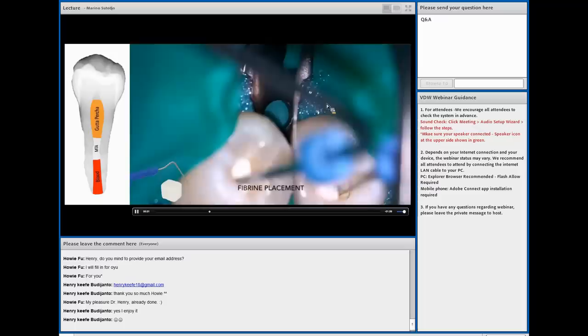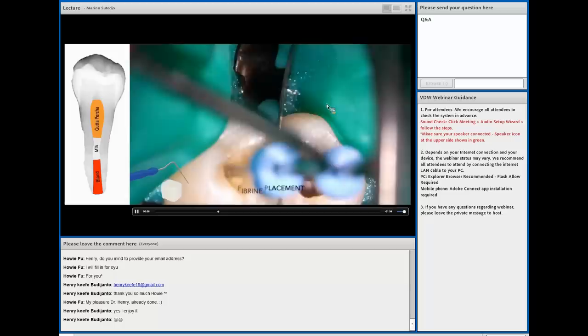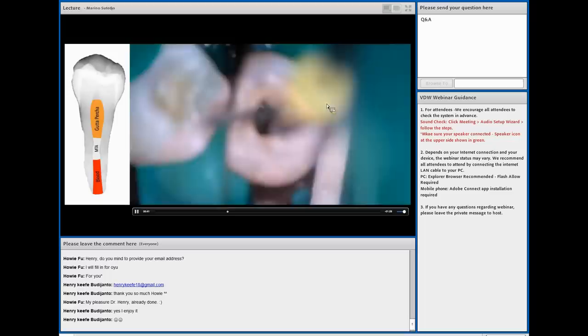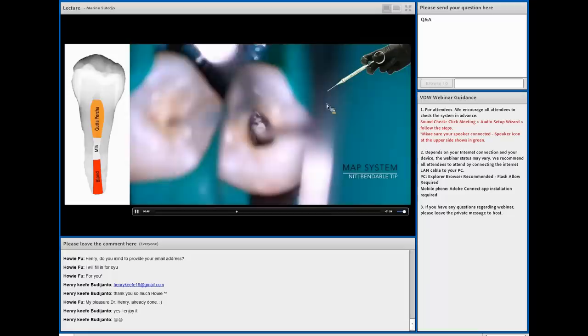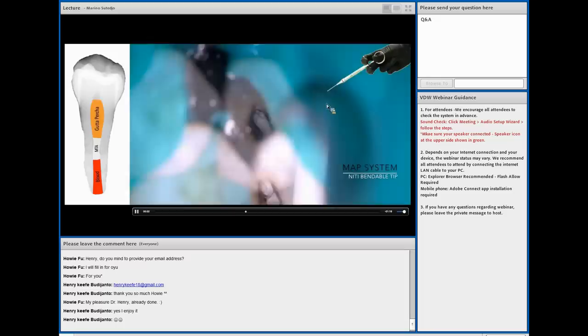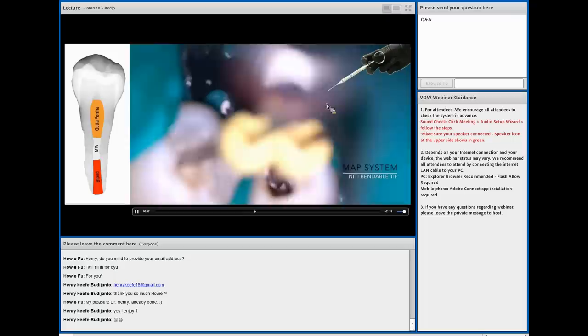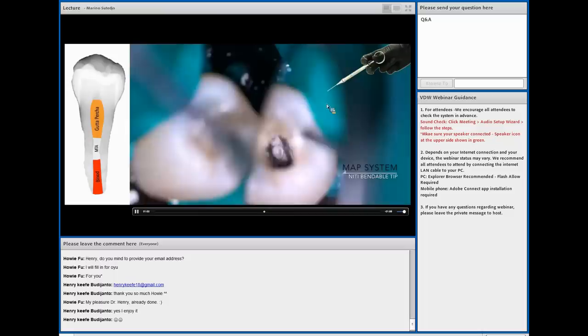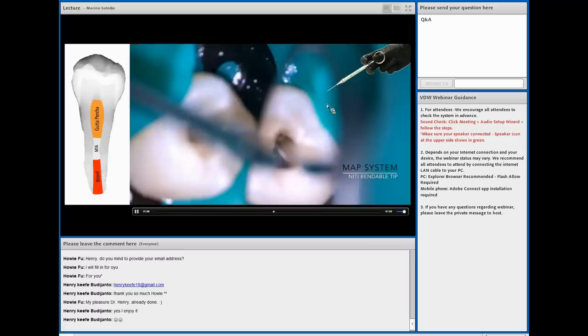Because once again, we need moisture. If the apical area is too dry, then your MTA will not work and the regeneration will not take place. So use your MAP system to put your MTA, as I mentioned before, incrementally. Use your plugger to condense the MTA in combination with your micro brush. Again, use it step by step. You can see now there is another amount of MTA, and then I need to pack it with my plugger, and I need to pack it again in combination with my micro brush.